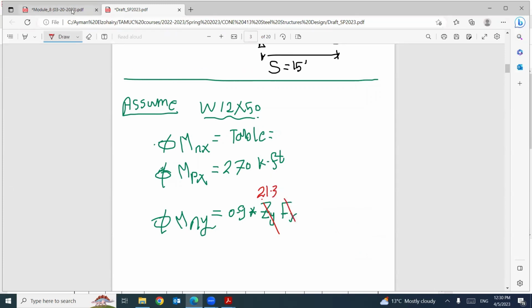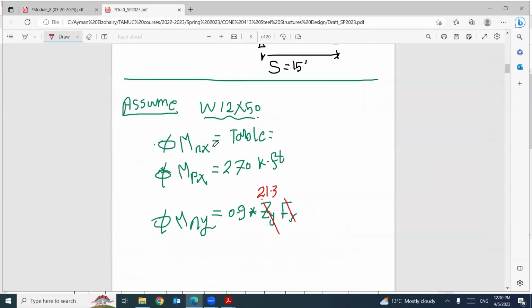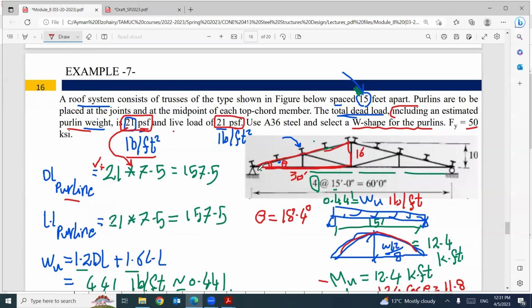The value of F yield is given in the problem, 50. So I can figure out this term. It will be 0.9 times 21.3 times 50. I got 958.5. Okay. So we are selecting a very large cross section.